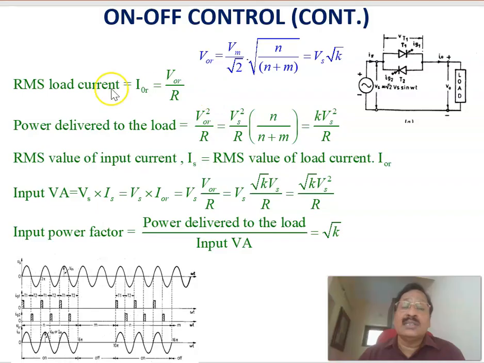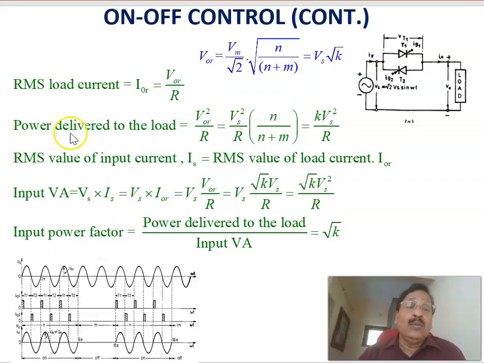I'm considering a load resistance R. The RMS value of the load current is Vs into root k divided by R. The RMS value of the load current is the same as the source current. That is why the RMS value of the source current is the same as the RMS value of the load current, which is equal to V0 divided by R, or Vs root k divided by R. That is the RMS value of the source current.